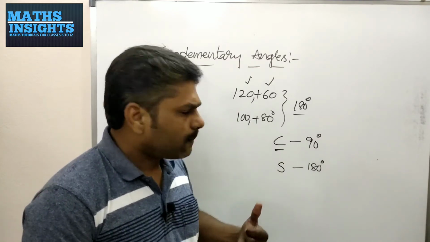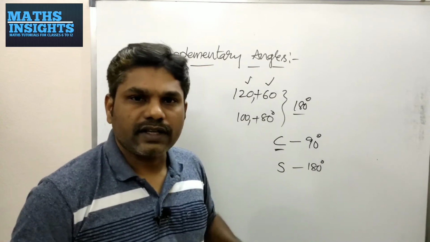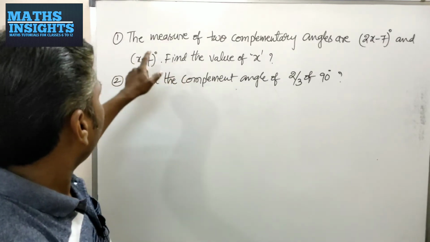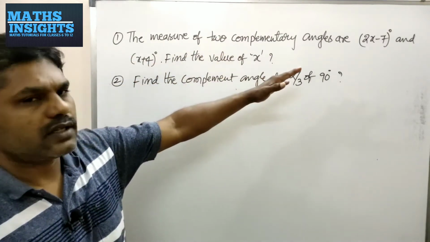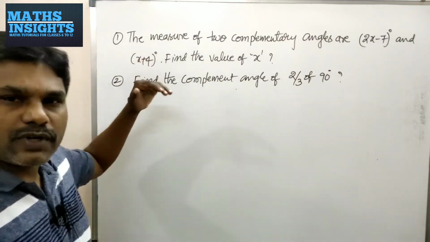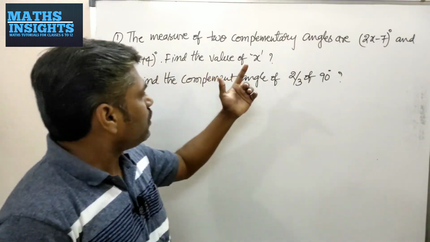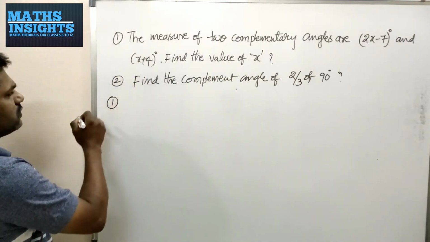Now, we will solve some problems on this. Then the concept will become very clear. These are the problems. If you see the first problem, the measures of two complementary angles are 2x minus 7 degrees and x plus 4 degrees. Then you have to find the value of x. I am solving the first one here.